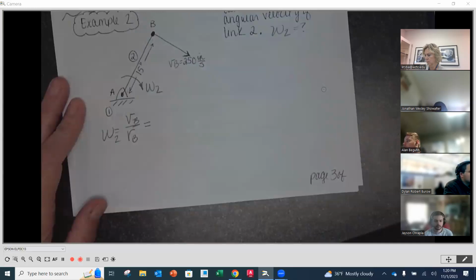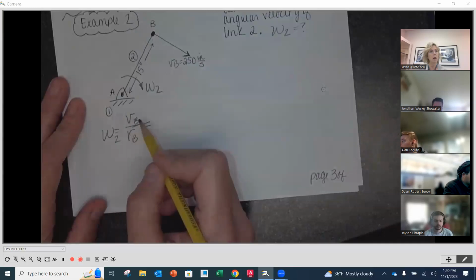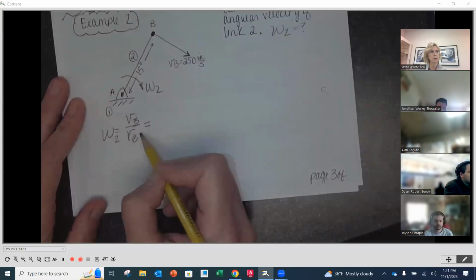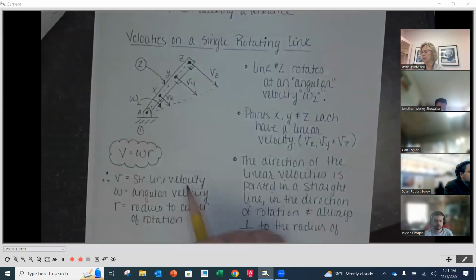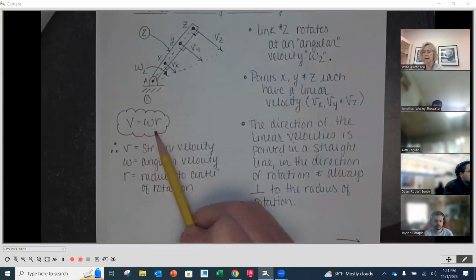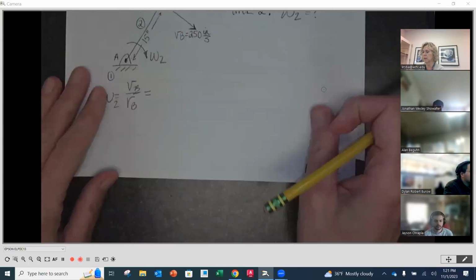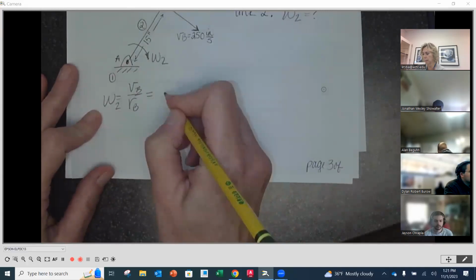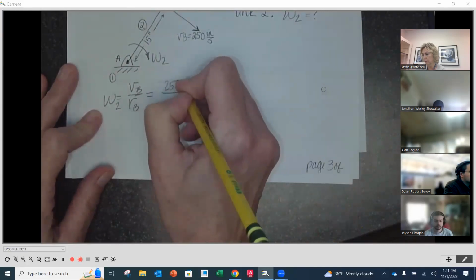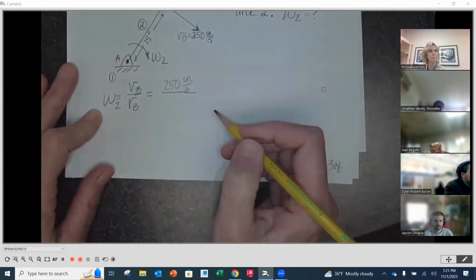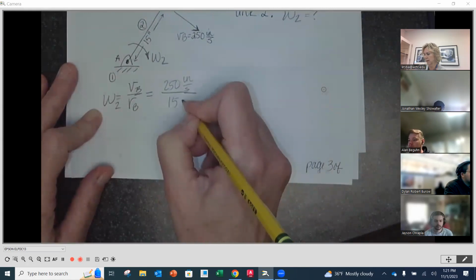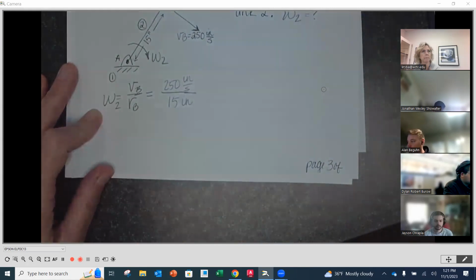Oh, well, here, because this is, you didn't rearrange it, did you? Because I think you use this version, right? And I rearranged that to be W is equal to V over R. So my V is going to be the 250 inches per second on the top, divided by 15 inches, right? Okay, that's fine.